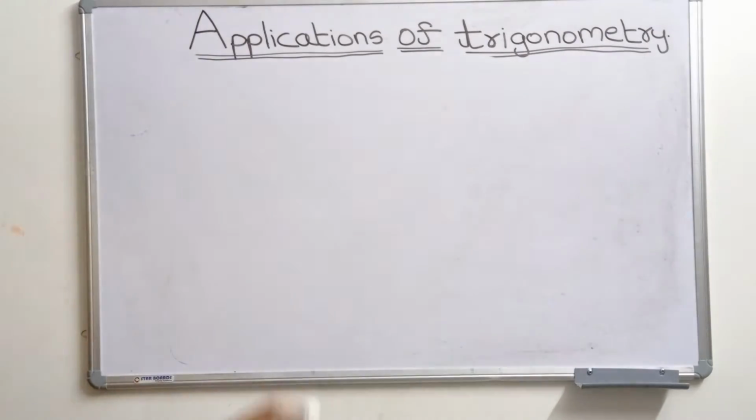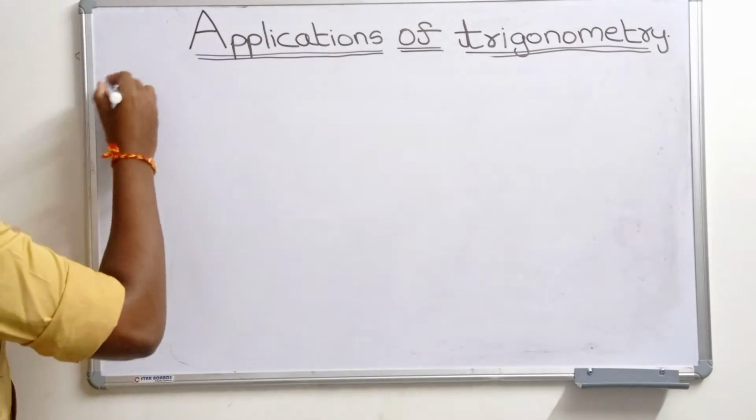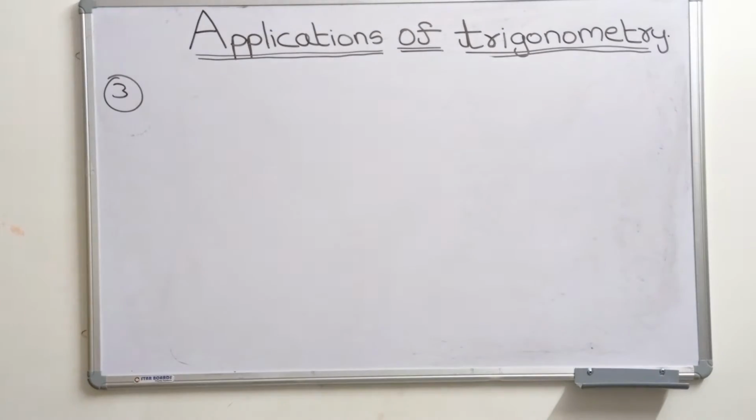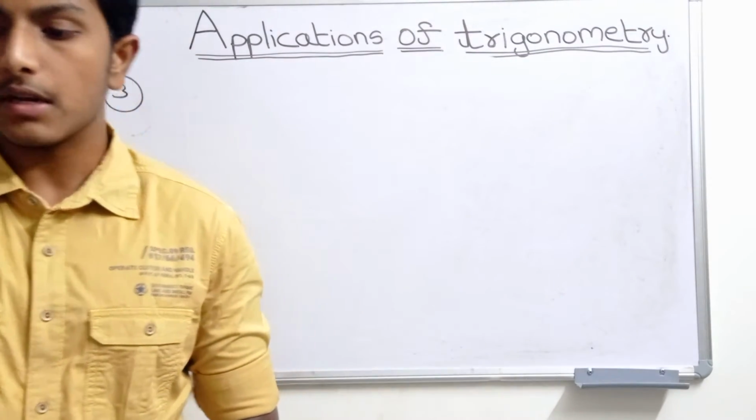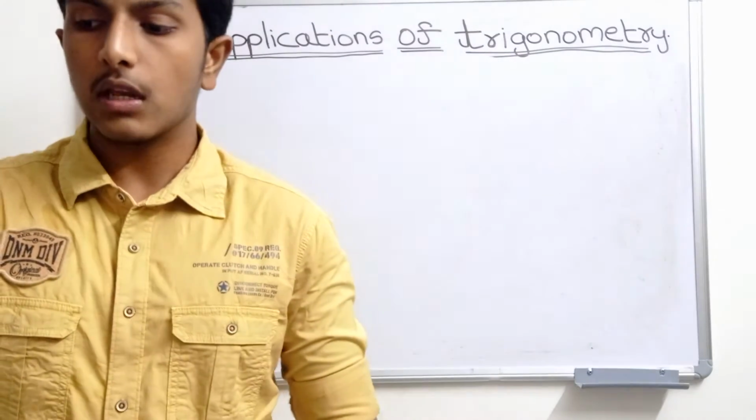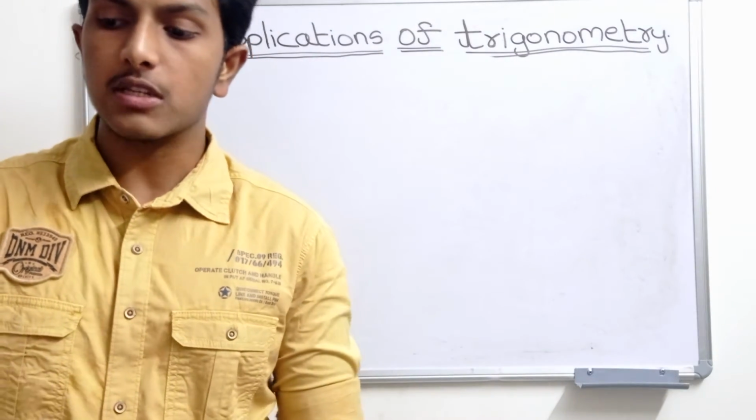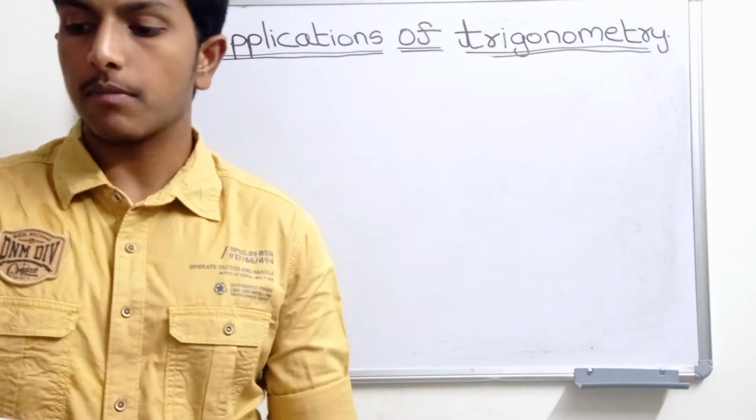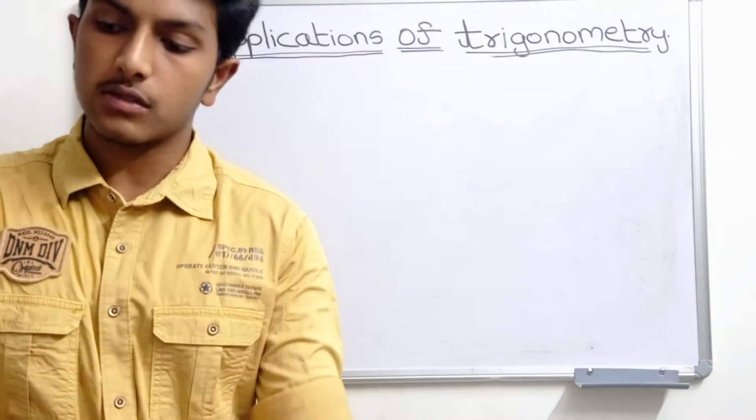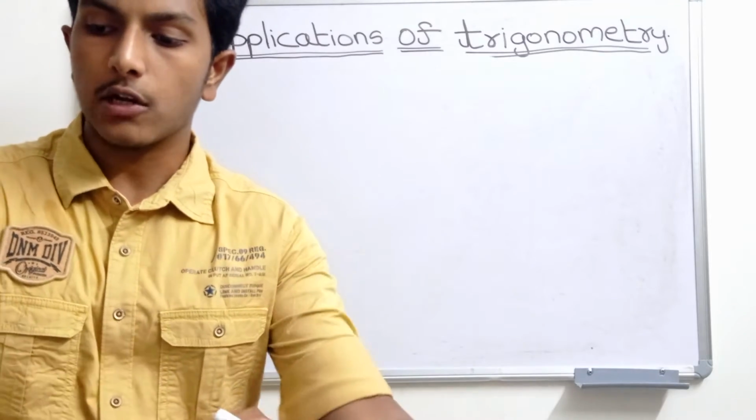Yes, guys, moving to the third question. Here the question is, an observer of 1.5 meters tall is 28.5 meters away from the chimney. The angle of elevation of top of the chimney from her eyes is 45 degrees. What is the height of the chimney?